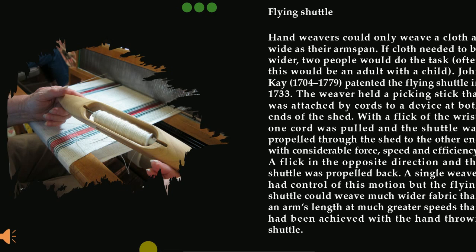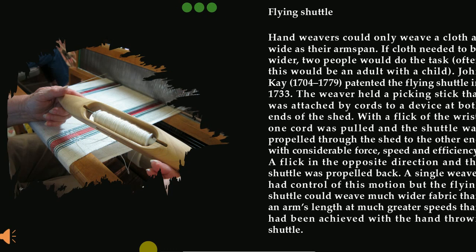The weaver held a picking stick that was attached by cords to a device at both ends of the shed. With a flick of the wrist, one cord was pulled and the shuttle was propelled through the shed to the other end with considerable force, speed and efficiency. A flick in the opposite direction and the shuttle was propelled back.